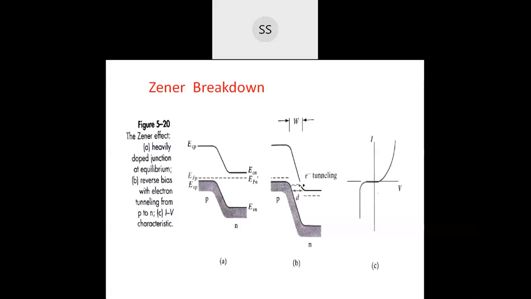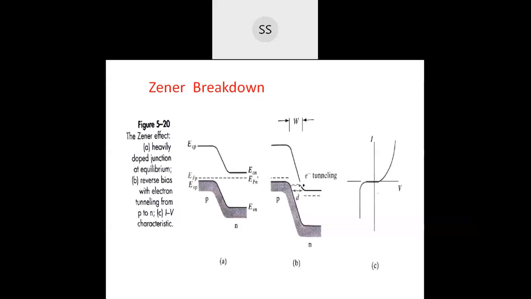Now this tunneling of the electrons, from the p side valence band to the n side conduction band, results in reverse saturation current from N to P. This tunneling effect is going to result in the reverse current from N to P region, and this is known as the Zener effect.